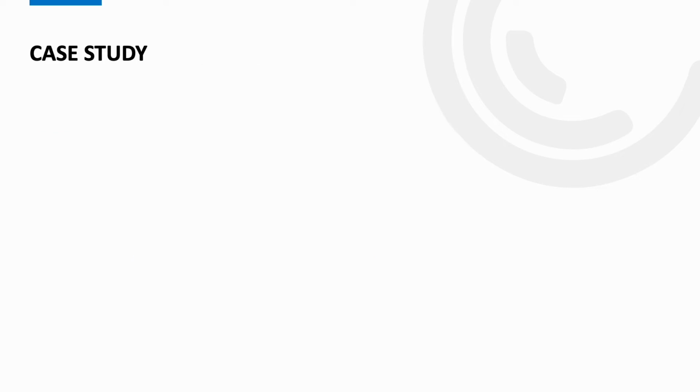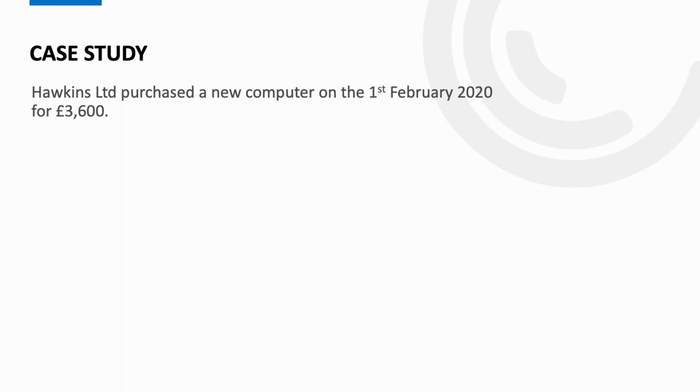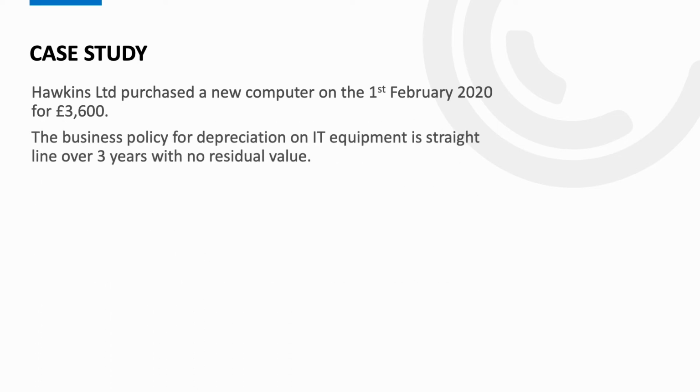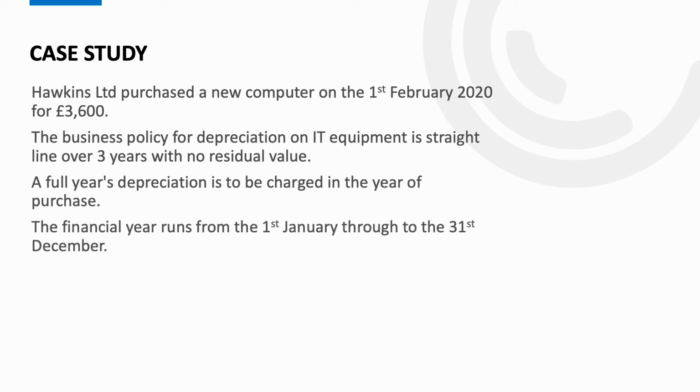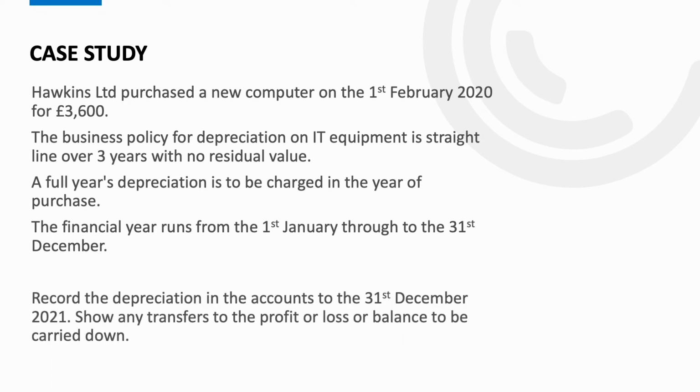Hawkins Limited purchased a new computer on the 1st of February 2020 for £3,600. The business policy for depreciation on IT equipment is straight line over 3 years with no residual value. A full year's depreciation is to be charged in the year of purchase and the financial year runs from the 1st of January through to the 31st of December. Record the depreciation in the accounts to the 31st of December 2021, show any transfers to the profit or loss or balance to be carried down on each account.